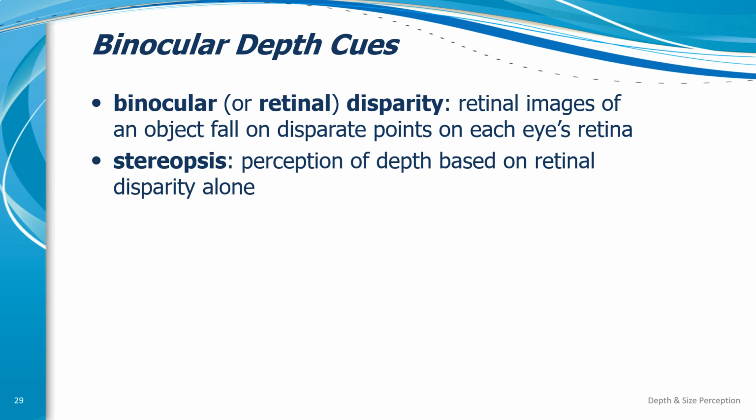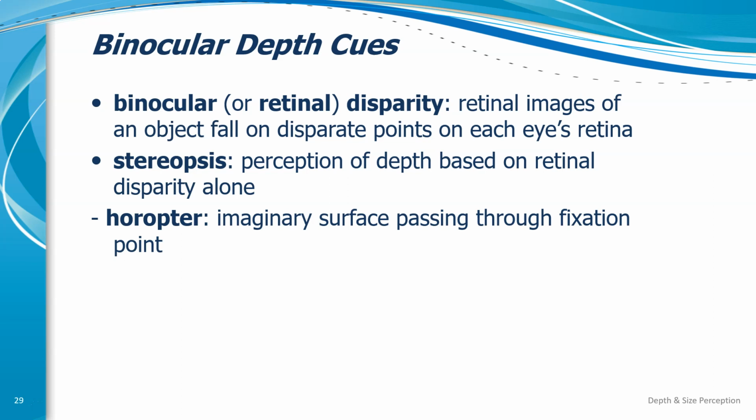Binocular disparity gives rise to stereopsis, or seeing in stereo. If you go and see a 3D movie for your extra $3, what you're getting is the experience of stereopsis. Now, to understand stereopsis, we have to bring up an imaginary surface called the horopter. The horopter exists at a certain distance from you, and that distance is defined by your fixation point. Now, that can change from moment to moment. It is not fixed. It does change from moment to moment depending on what you're focusing on.